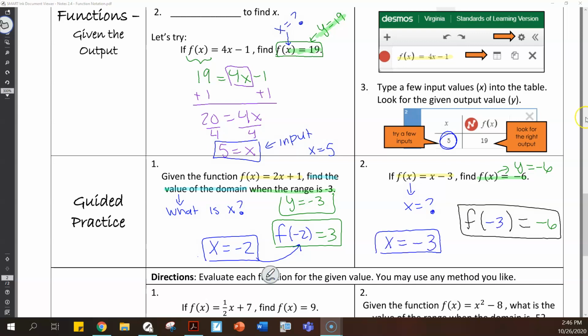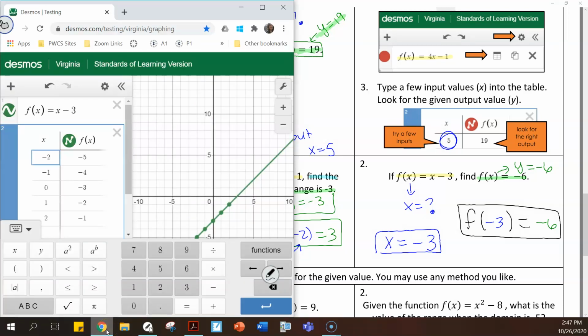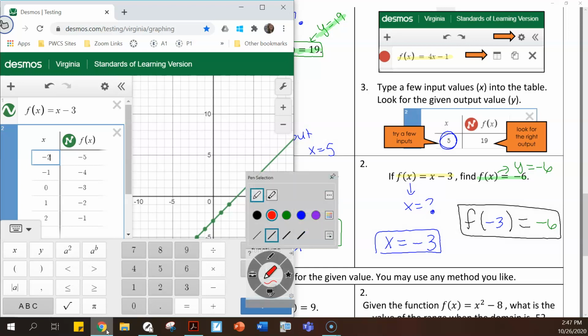All right, so for number 2, they give you y equals negative 6. So I'm going to type this into Desmos, and I'm looking in the table for where negative 6 is in my y column. It's in my f of x column. It's in my right-hand column. Well, when I do this at first, I don't have anything that says negative 6 here. Looking at my y values, I've got negative 5, negative 4, negative 3, negative 2, negative 1. None of those are working for me. So I need to try some other stuff.